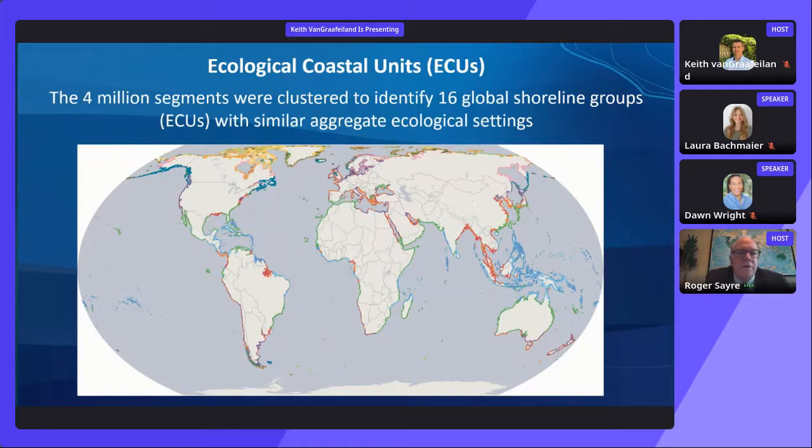Now, this graphic shows the results of the statistical clustering of the 4 million segments into a total of 16 clusters. Each cluster is called an ecological coastal unit, or ECU. The ECUs represent 16 groups of coastal segments that are globally similar in the aggregate ecological setting, which is described by those 10 variables.